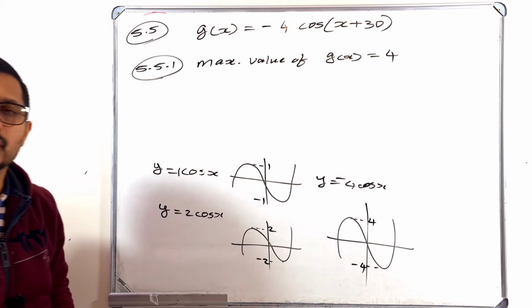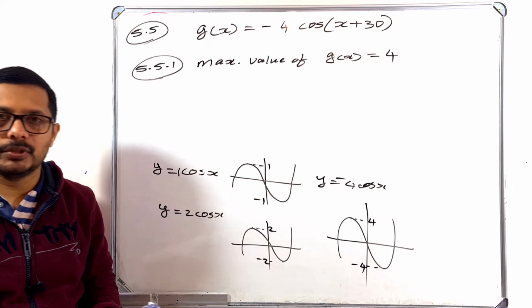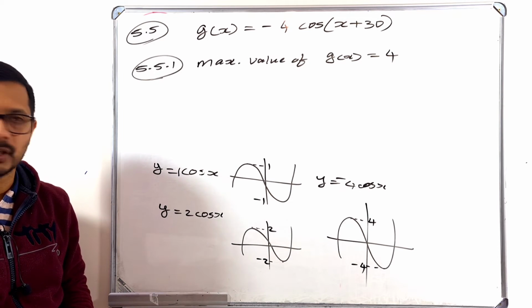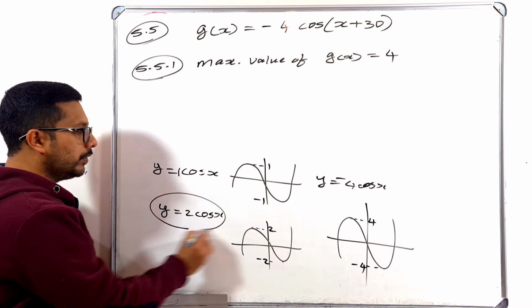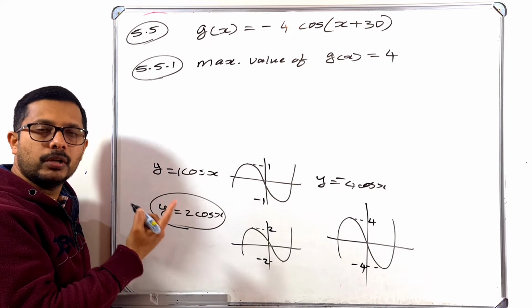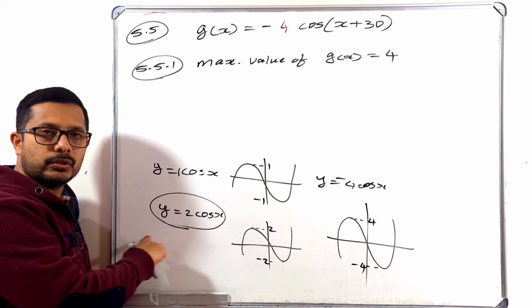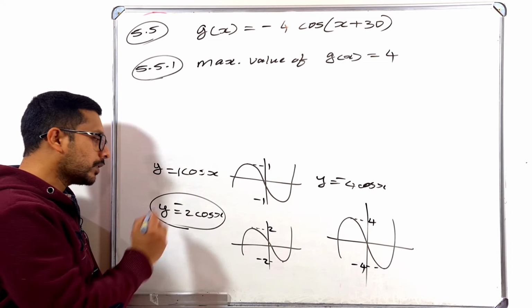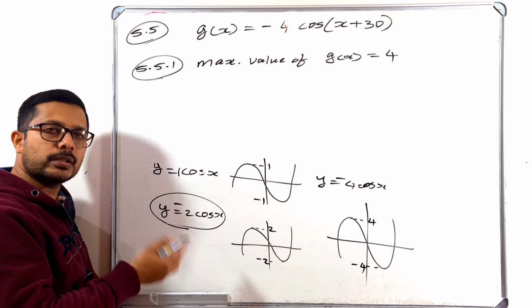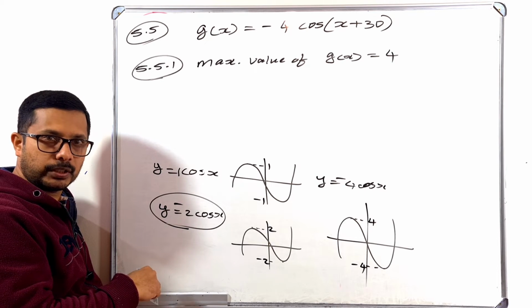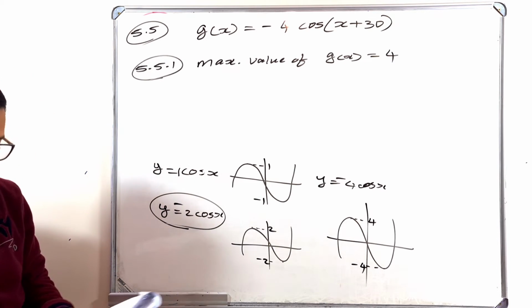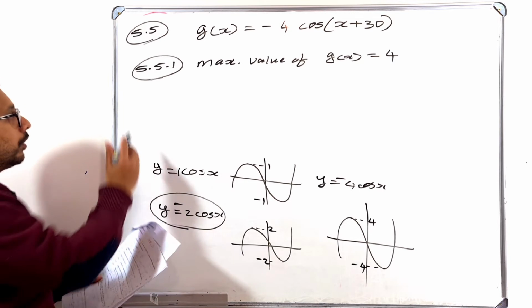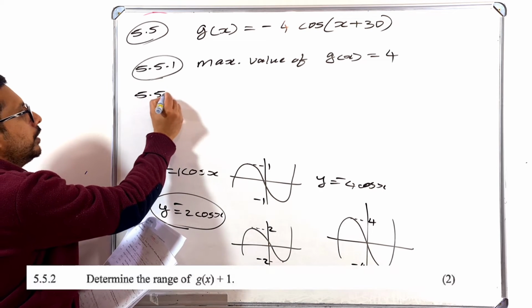So in case the question is what is the minimum value of g of x, it is -4. Okay, what is the maximum value of 2 cos x? 2. What is the minimum value? -2. Same thing. Okay, so that is question number 5.5.1. Now let's go to 5.5.2.